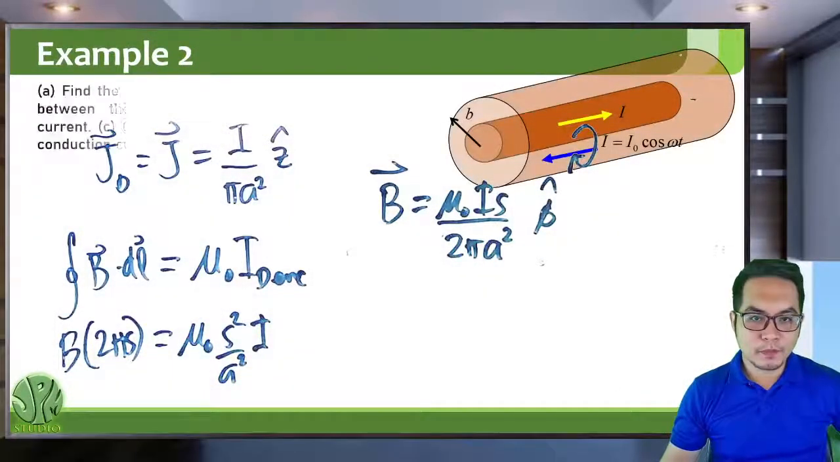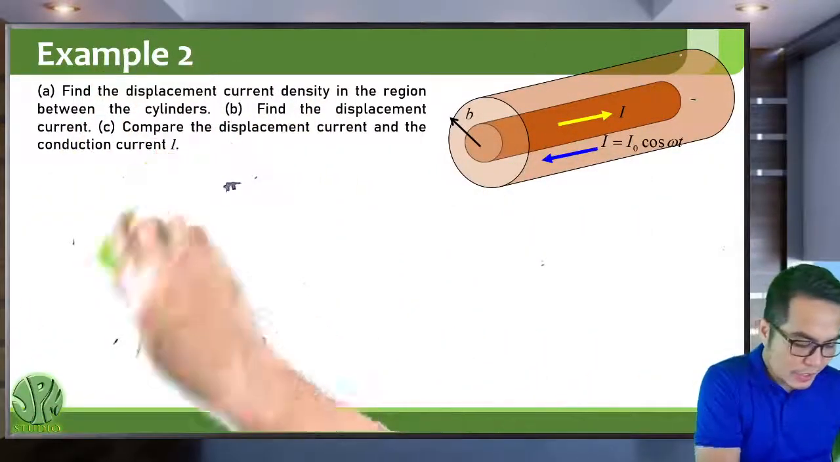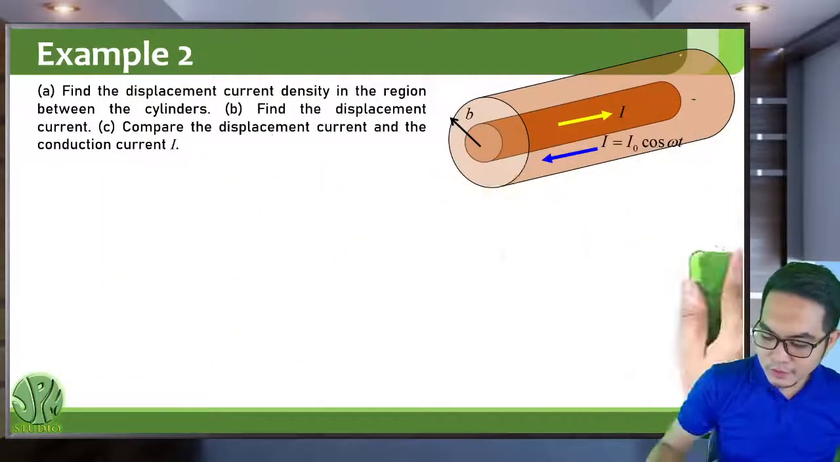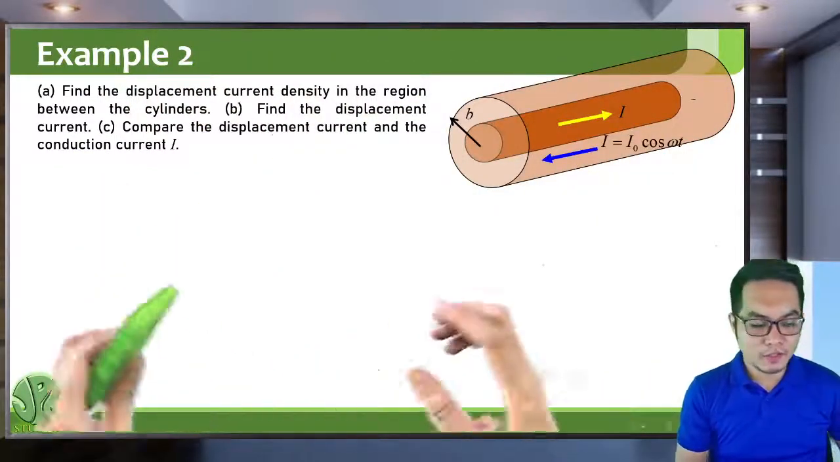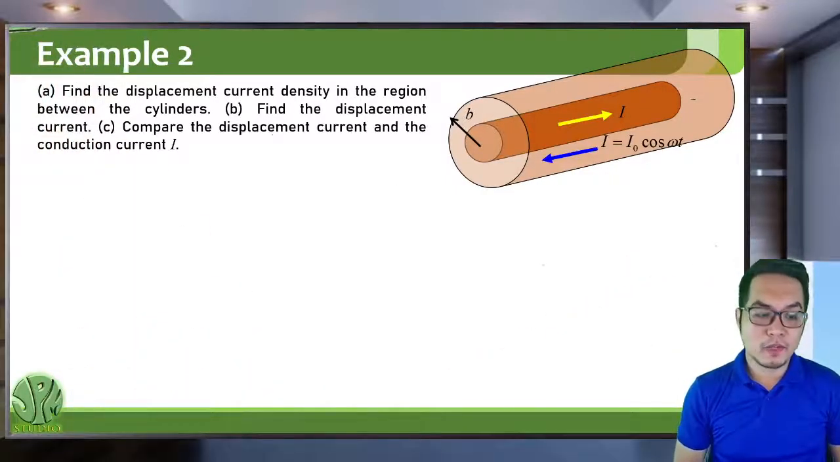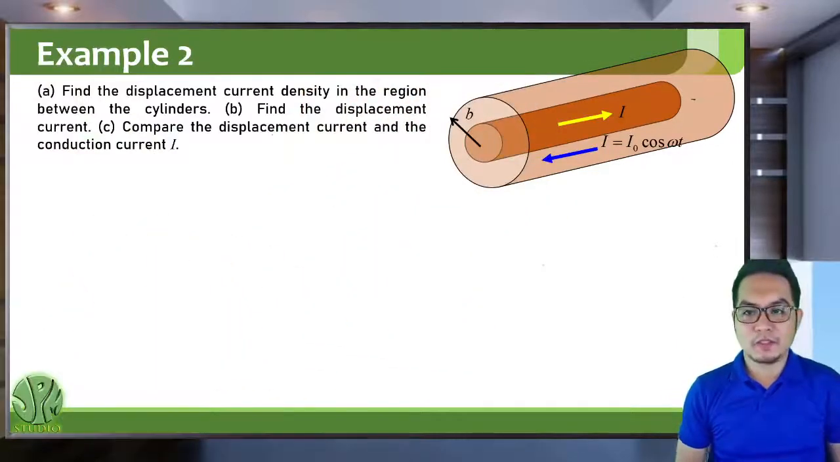So another example. In this example, you have a coaxial cable, made of a solid cylinder, a very thin cylinder, and a cylindrical shell. So this is very common. You have a coaxial cable. So in your cable wires, that's a coaxial cable.